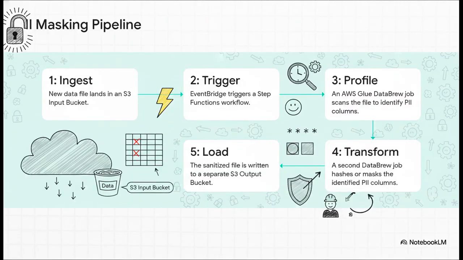You can build a completely automated serverless pipeline to handle this. Check it out. New data lands in S3, which triggers an EventBridge rule. That kicks off a Step Functions workflow, which uses AWS Glue DataBrew to profile the data, find the PII, and then automatically apply masking or hashing transformations. The clean, sanitized data gets loaded into a totally different S3 bucket, ready and safe for your developers. The whole thing is completely hands-off.